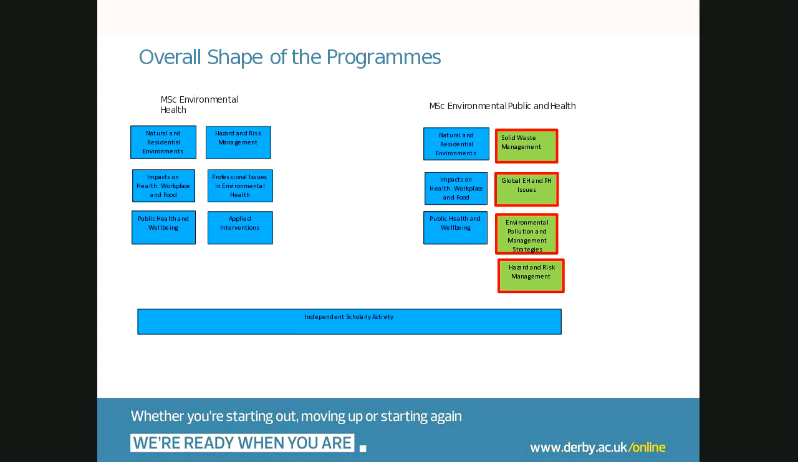And after you've completed them in the second year, you then go through to what you call your independent scholarly activity or dissertation or project. That is 1 complete academic year. As it says, it's an independent scholarly activity, a considerable piece of writing you submit on an environmental health or public health topic of your choice, and that takes you 1 year of study.